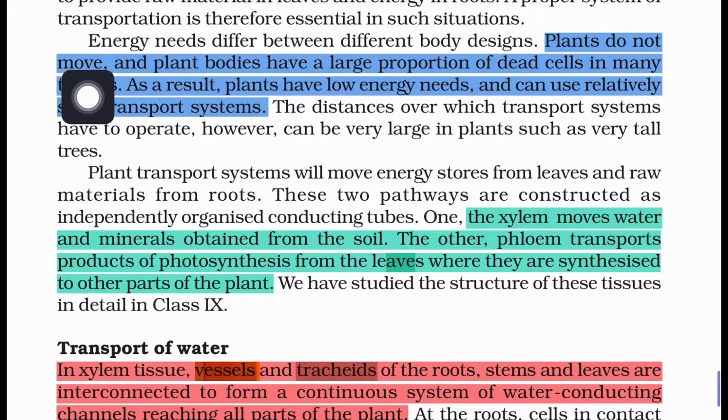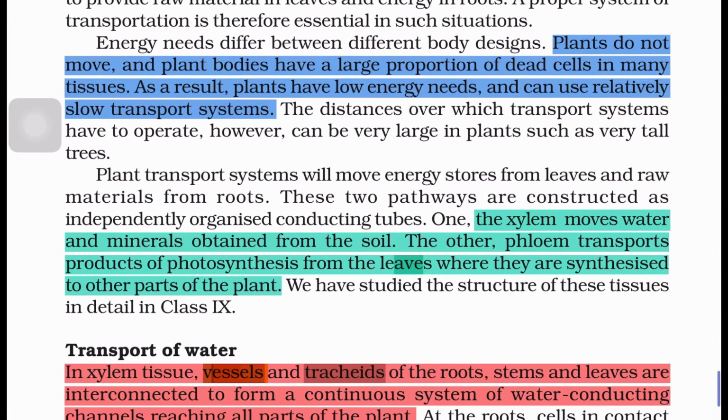Since it does not move, it does not require any energy for movement as animals do. Number 2 point, plant bodies have a large proportion of dead cells in many tissues. So there are many dead cells in plants, and these dead cells do not require any energy for their survival. That is why a plant requires a very small amount of energy, and also it requires a slow transport system.